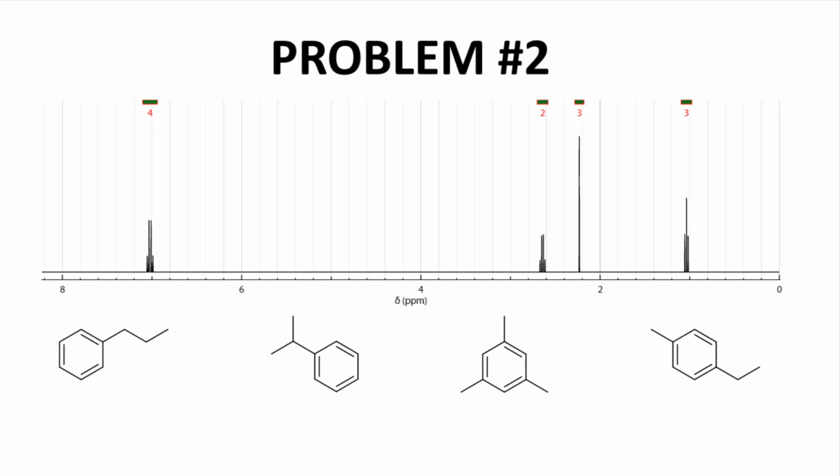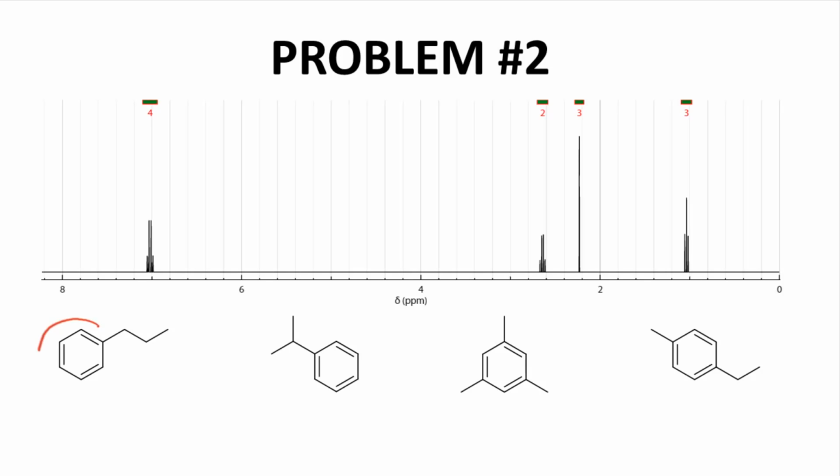So what this tells us is we have an aromatic ring, because that's where the chemical shift is, and we have 4 hydrogens. You only get 4 hydrogens on an aromatic ring if you have a benzene ring that has 2 groups on it, which means there are only 4 spots left over for hydrogen. So let's immediately look at our structures at the bottom.